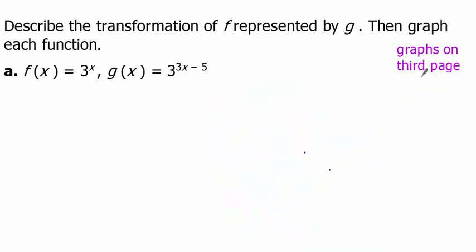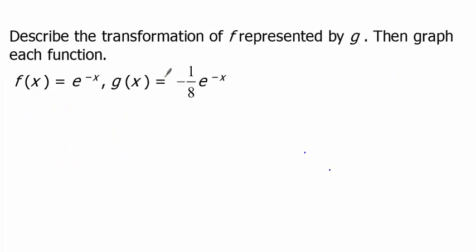With my next one, I need to think about what this 3 and this 5 are, and that 3 is B. And if B is 3, I have to change by 1/3, so that means it is a horizontal shrink. And then H, since it's inside, I take it out and change the sign, and that means I'm going right 5.